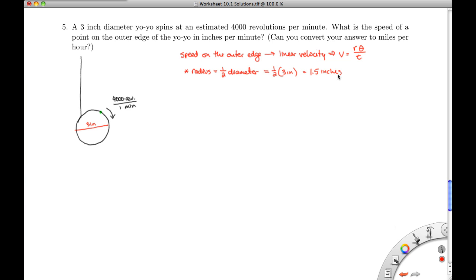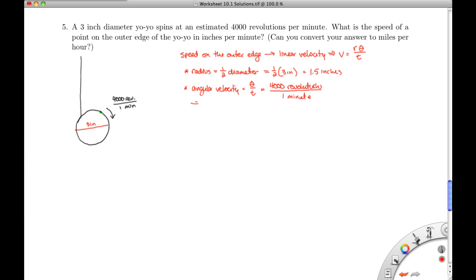Now the theta divided by t might remind you of another formula that we talked about, which was angular velocity. And angular velocity is defined as theta divided by time. It's the speed of the change of the angle. Now, in terms of information that we're given about this, we're told that we're going to get 4,000 revolutions in 1 minute. Now, this is going to cue us into the angular velocity because we know that 1 revolution is 360 degrees, or in the case of radians, since we have to be in radian measure here, it's 2 pi radians.